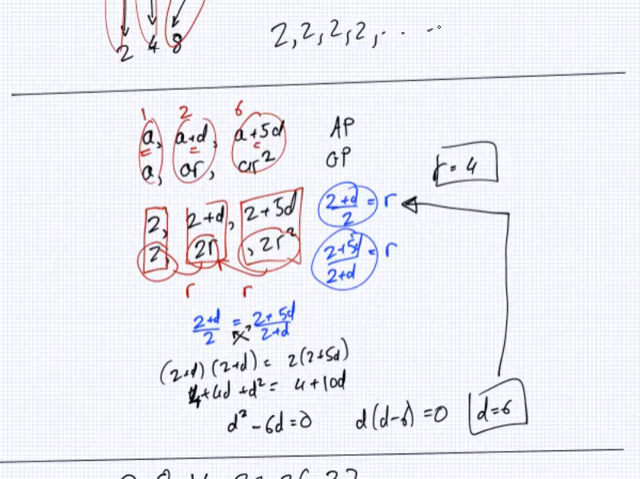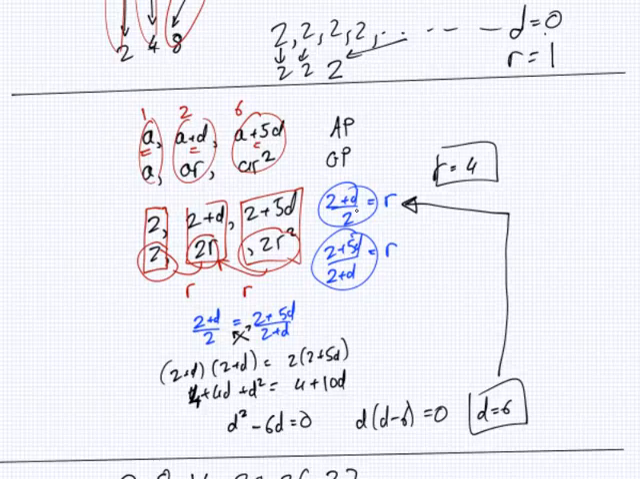And then 2. What's the first term? 2. The second term, 2. And the sixth term? 2. Is this arithmetic? Yes, with d equal to 0. And is this geometric? Yes, with r equal to 1.